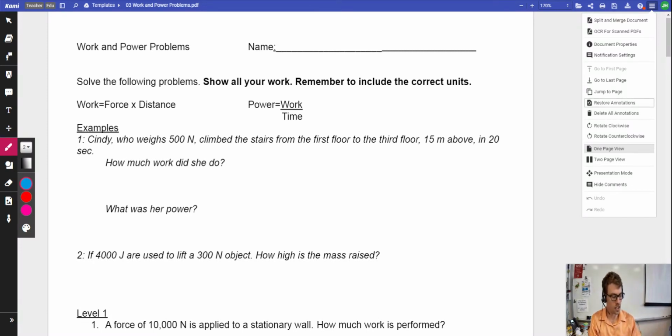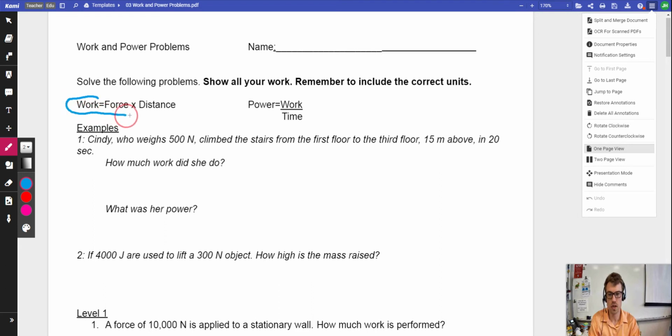Today we're going to be continuing talking about work and power, and we're going to be talking about how to solve for work and power. Now we've done some practice with this with just solving for work and just solving for power, but today we're going to step up our level a little bit and we're going to start solving for some of the other parts of our equations. So first things first, let's just refresh ourselves on our equations.